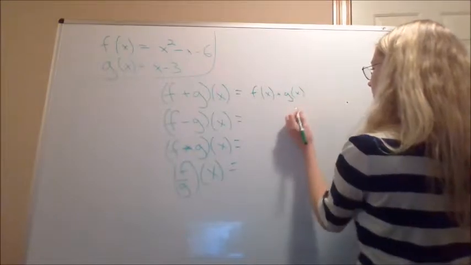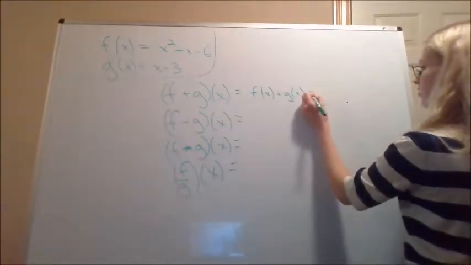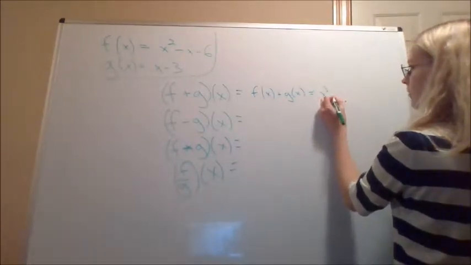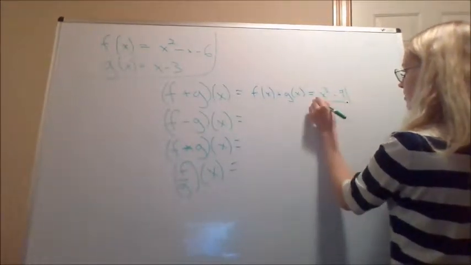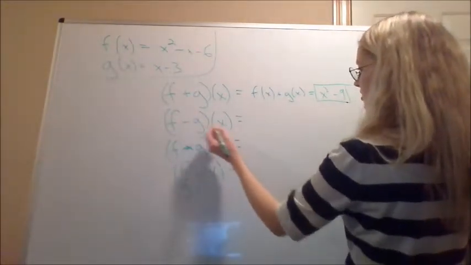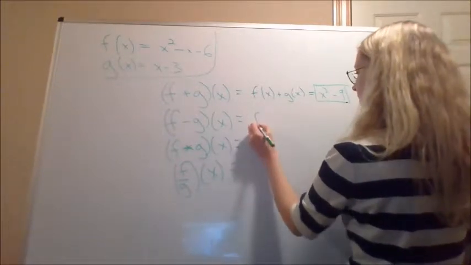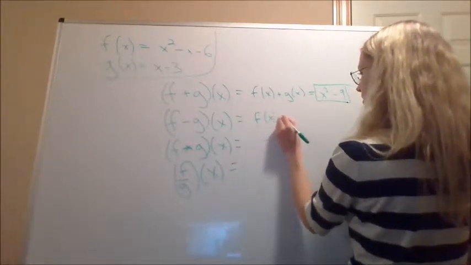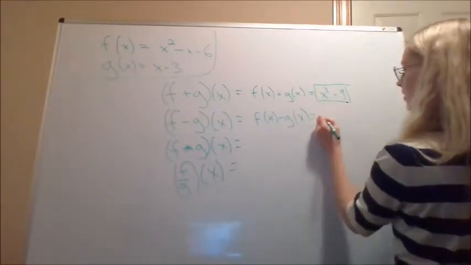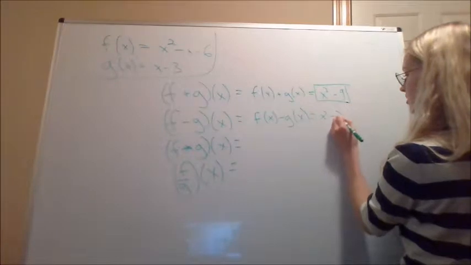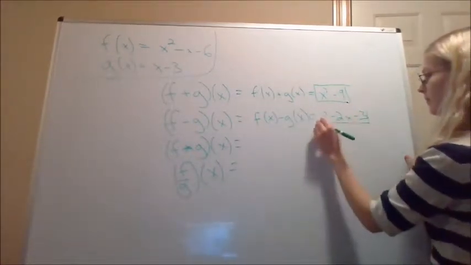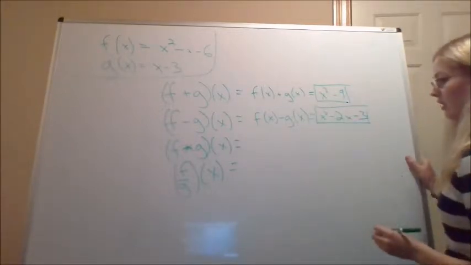So looking at our f of x and g of x here, if we just add up these two functions here, we get x squared minus 9. So this is f plus g of x. F minus g of x is quite the same. We take f of x minus g of x, and we get x squared minus 2x minus 3. So that's f minus g of x.